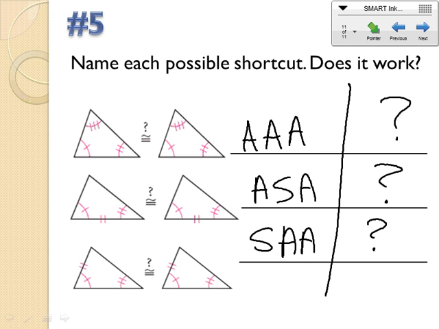All right, hopefully you were able to get 4 out of the 5 correct. If not, go back, try some more problems.